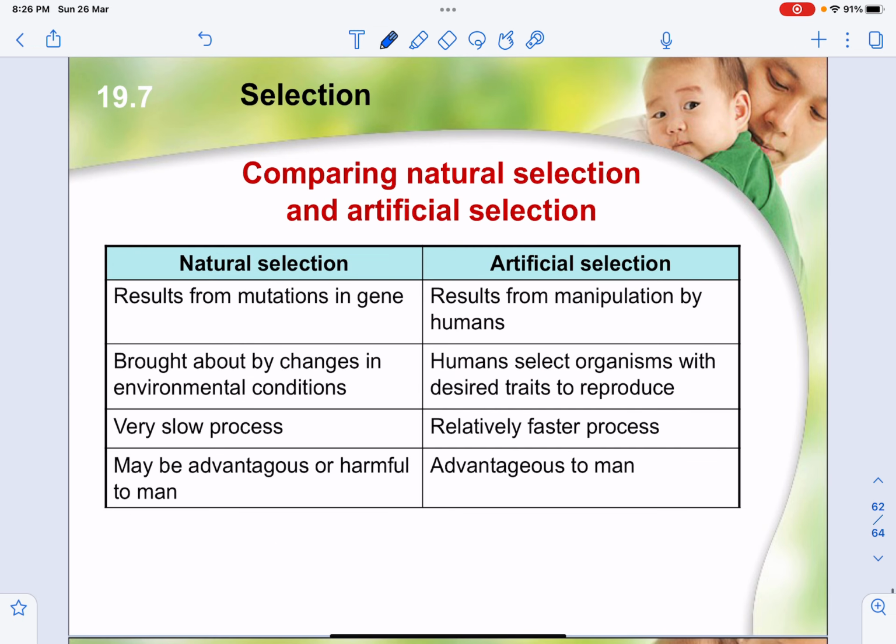So there is the need to be able to compare natural selection and artificial selection. Natural selection usually results from mutation in genes, whereas for artificial selection you tend to escalate it faster, where humans are the ones that will manipulate the gene selection. Natural selection is brought about by changes in the environmental condition, while in artificial selection humans will select the organisms with desired traits to reproduce. Natural selection is a very slow process, while artificial selection is relatively faster. Natural selection may be advantageous or harmful to man, whereas artificial selection is generally advantageous to man because man is the one who does the selection.